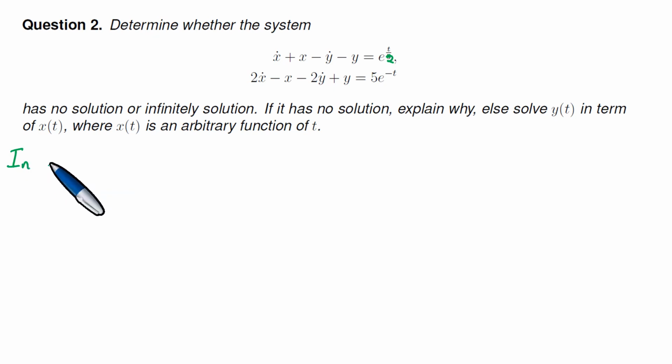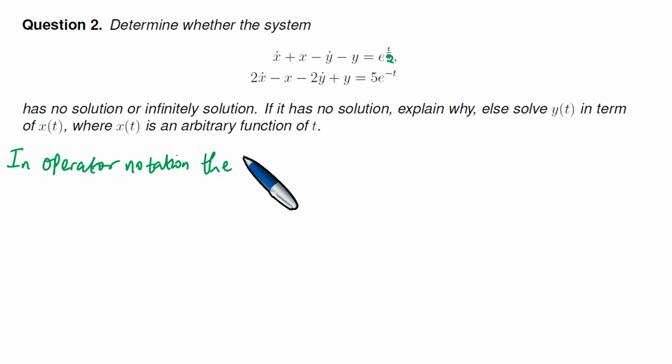In operator notation, the system becomes... Right, so we need to write the system in operator notation because sometimes they use the dots, the X dot notation, so we can transform that into the operator notation.